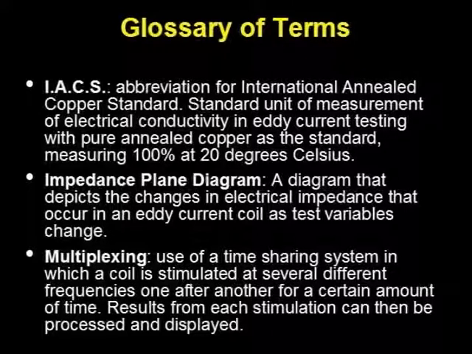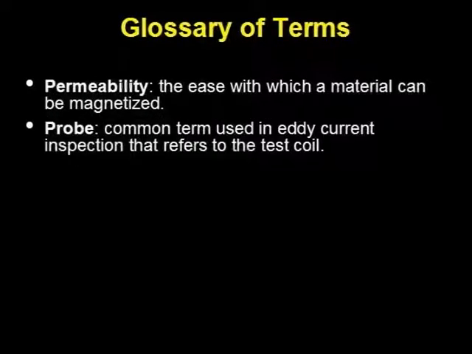Impedance plane diagram is a diagram that depicts the changes in electrical impedance that occur in an eddy current coil as test variables change. Multiplexing is the use of a time-sharing system in which a coil is stimulated at several different frequencies, one after another, for a certain amount of time. Results from each stimulation can then be processed and displayed. Permeability is the ease with which a material can be magnetized. It is the slope of the magnetization versus applied magnetic field curve. Probe is a common term used in eddy current inspection that refers to the test coil.